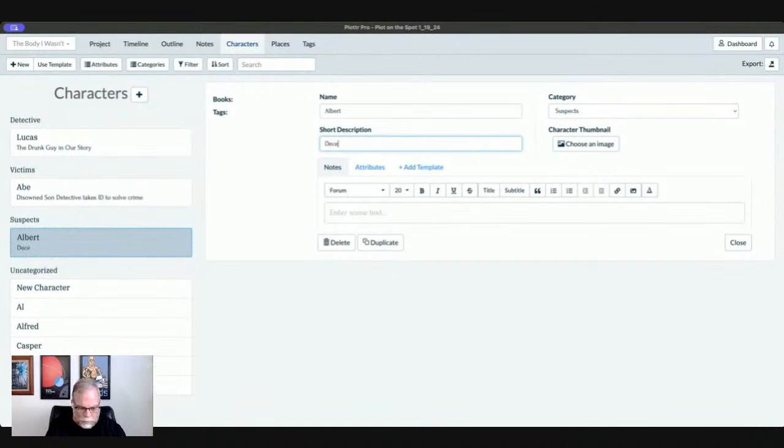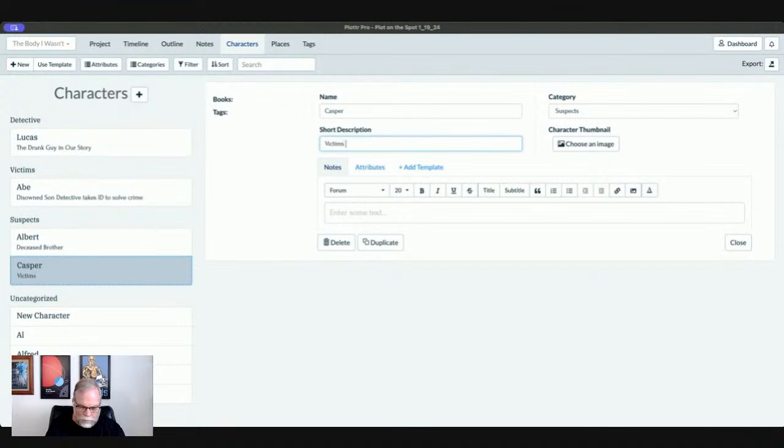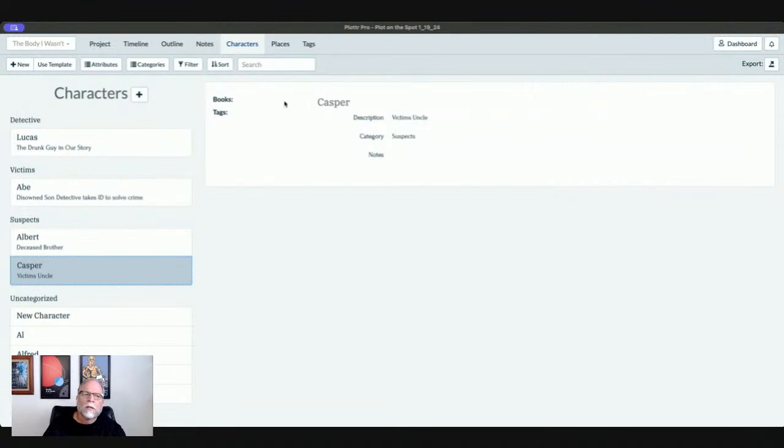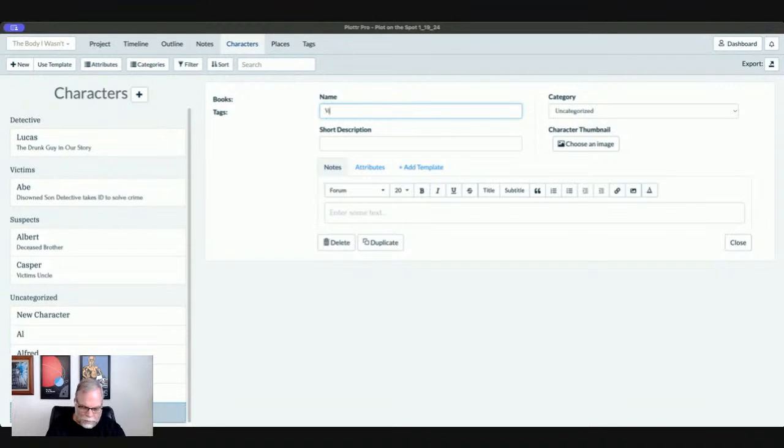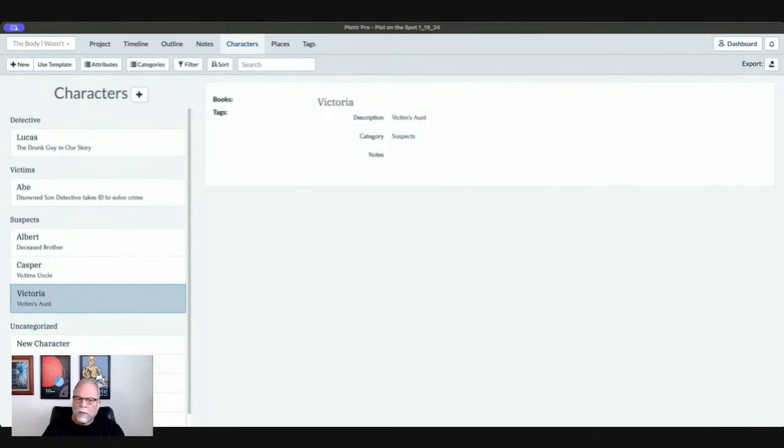This is the deceased brother. Now, we've got a lot of guys in this story, so we probably need to add a sister or something as well, right? So we can add Casper. This is maybe the victim's uncle. And let's say we'll add someone named Victoria, who is going to be a suspect as well, and the victim's aunt. Okay, now here's the next question for you.